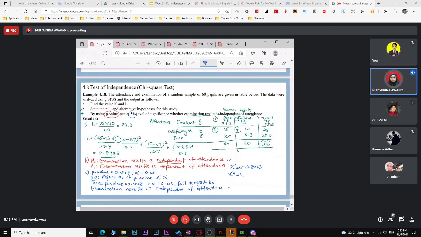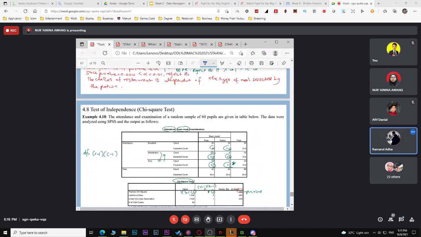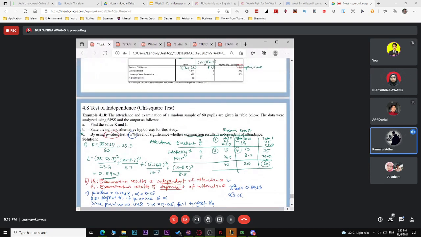Your rows are 2 minus 1. We have 2 rows and 2 columns for the new table. So 2 minus 1, and this will be multiplied by 2 minus 1, so it's 1. So the degrees of freedom is 1.